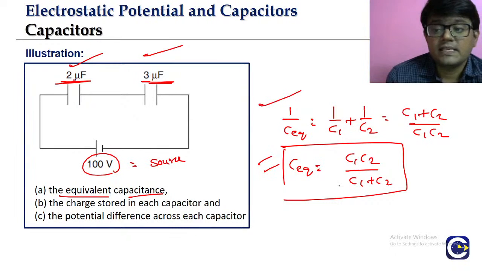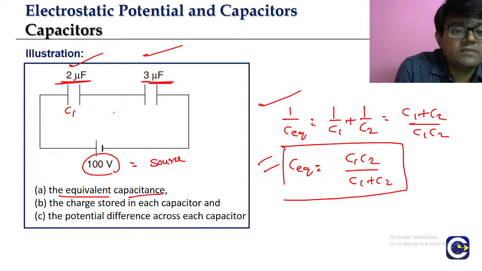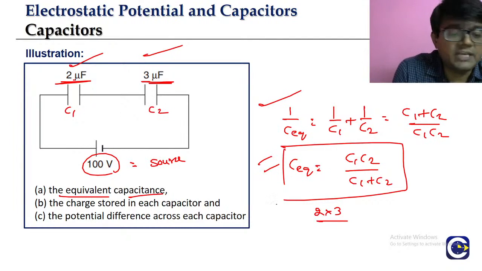Taking C1 and C2, C1 C2 means 2 into 3 by C1 plus C2, which is 2 plus 3.